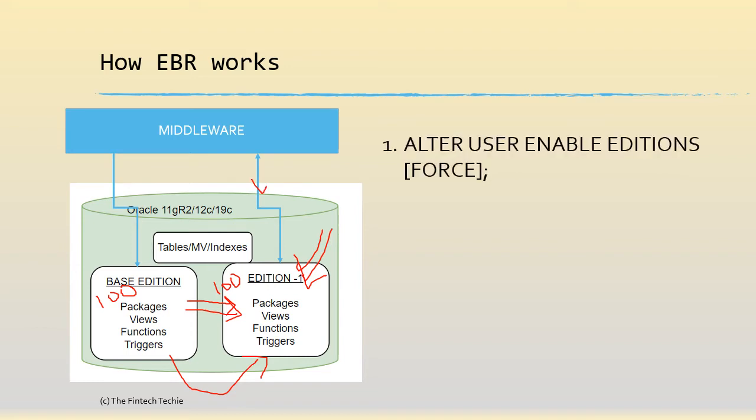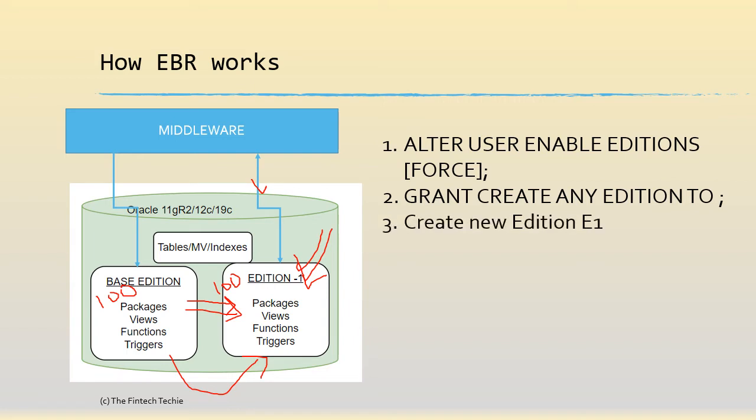So in short, we alter the user to enable editions. We can't create any edition for that particular user otherwise. We create a new edition E1 from the base edition. So E1 is a child of the base, and this is a process known as actualization. We deploy the patch in E1. So your package or procedure changes, you will deploy in E1.